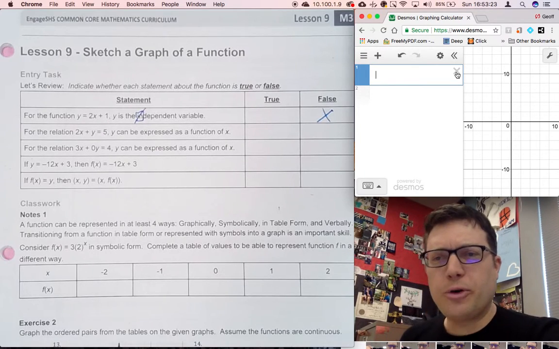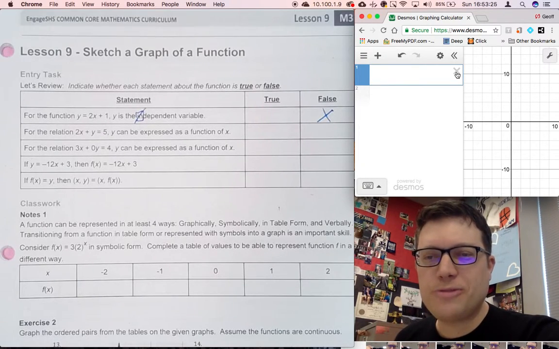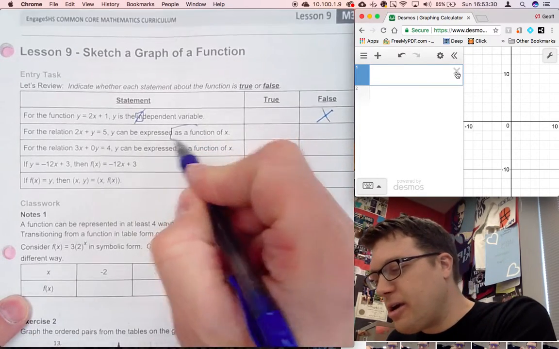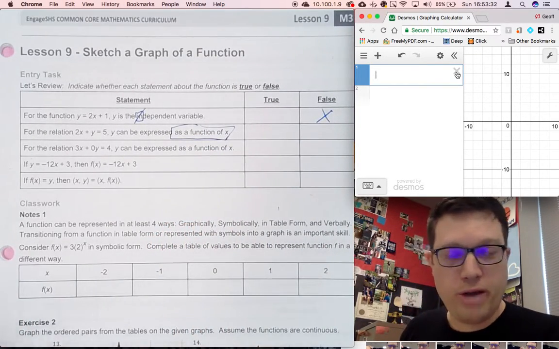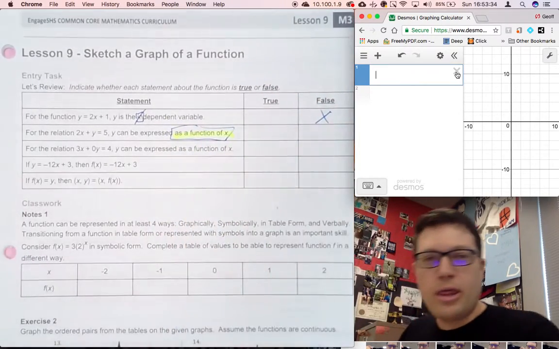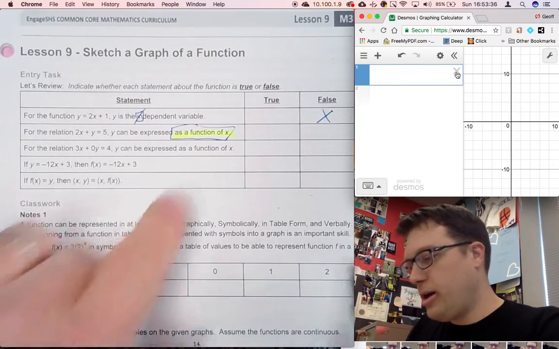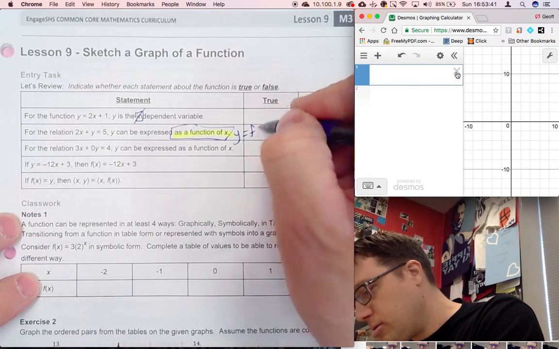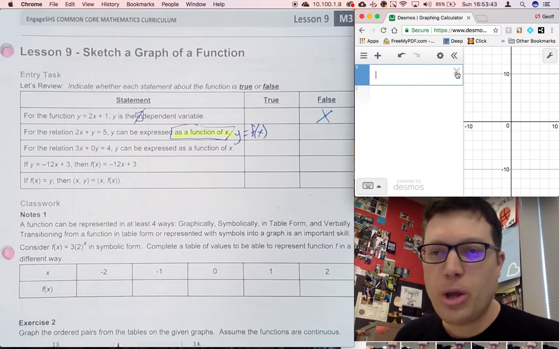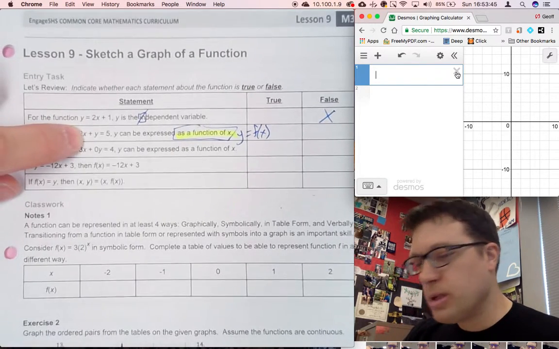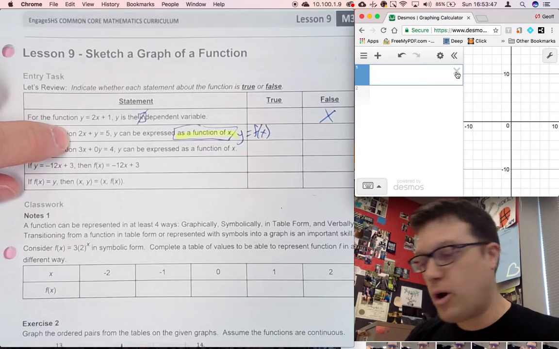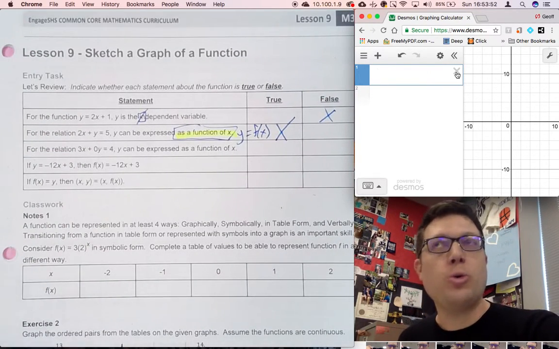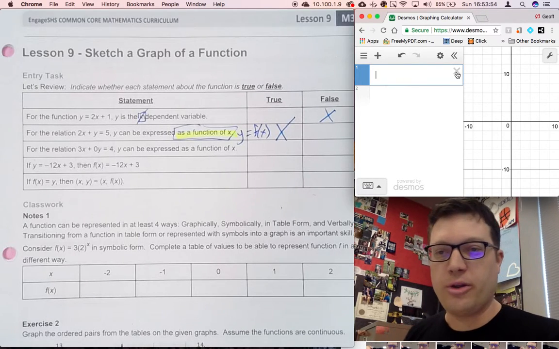Next line, for the relation 2x plus y equals 5, y can be expressed as a function of x. This idea here of "as a function of x", worthy of a highlighter, is that the "of" in a function of x means that y equals f of x. And that's absolutely true. We're able to take this equation, 2x plus y equals 5, and solve for y and get a true statement. That means that y equals is on one side and everything else is on the other.